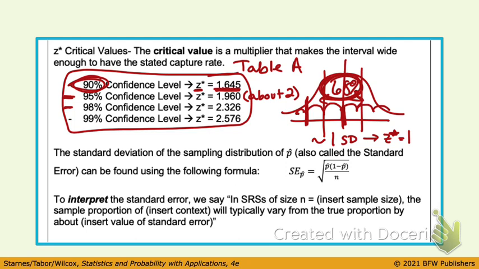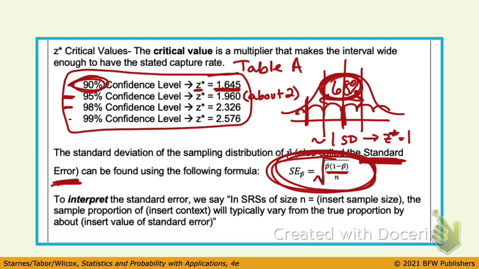And then our final thing that we talked about yesterday was the standard deviation of the sample distribution. This is also called the standard error. It has this formula here. We take our sample proportion times the complement of the sample proportion, divide by the sample size, and then take the square root of that. And to interpret that: in an SRS of size whatever, the sample proportion of whatever you're talking about in the problem will typically vary from the true proportion by about that much.